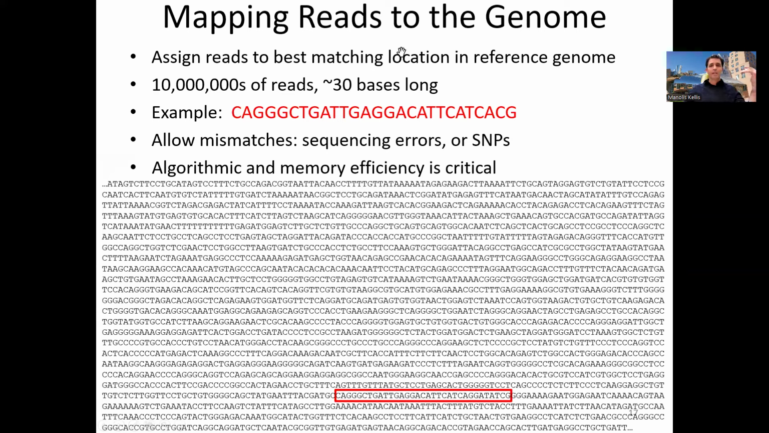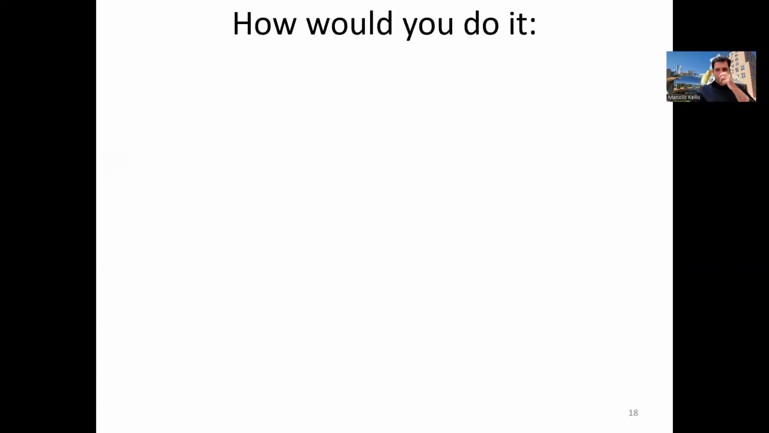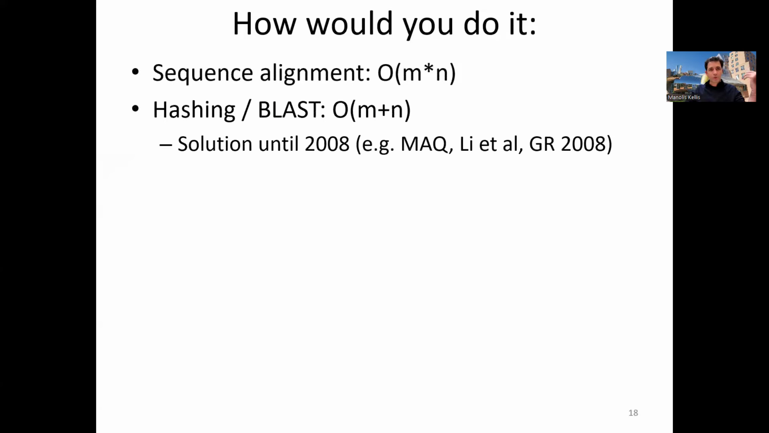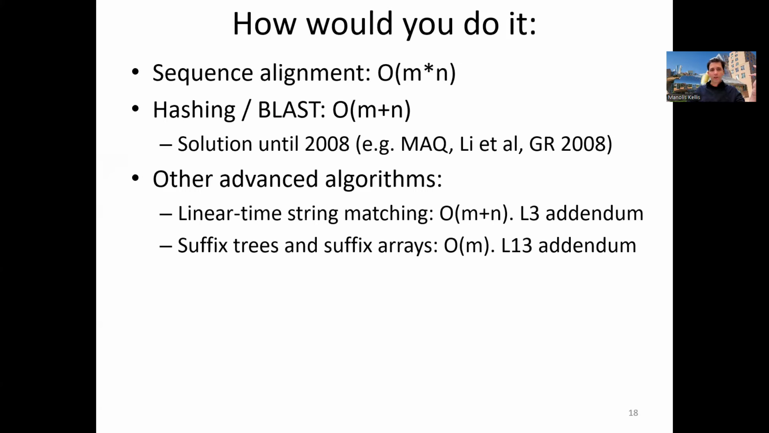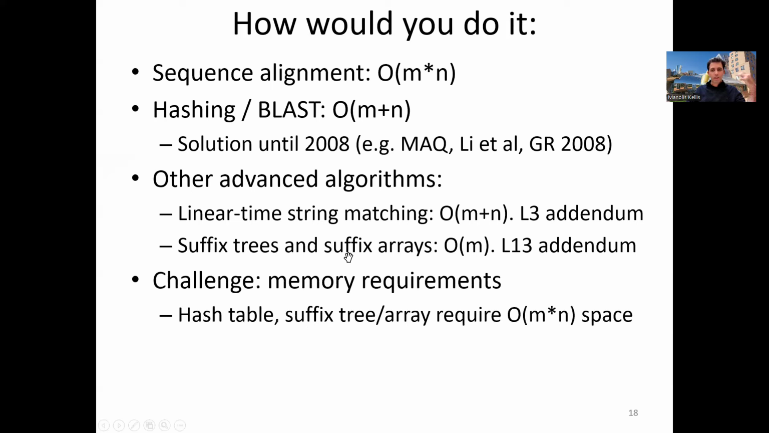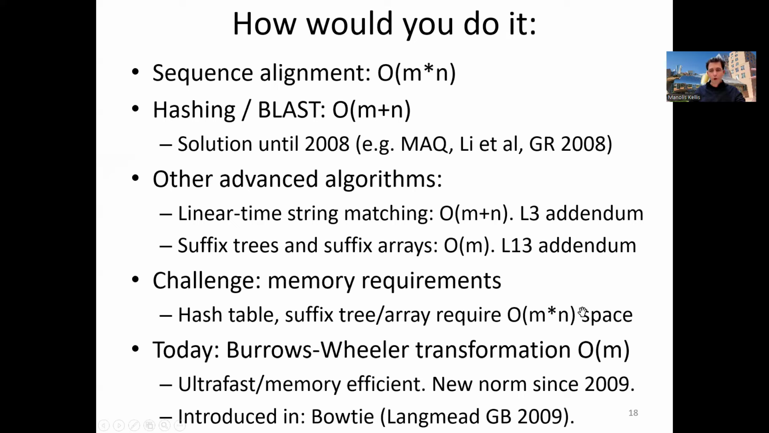Well, you want to allow mismatches. You want to allow sequencing errors. And you want to be super memory efficient, so that entire operation is executed super, super fast without constantly trying to swap the genome in and out of memory, okay? So you can do sequence alignment, you can do hashing, you can find other advanced algorithms, for example, linear time string matching or suffix trees and suffix arrays. The challenge is that the memory requirement is typically quadratic for those.